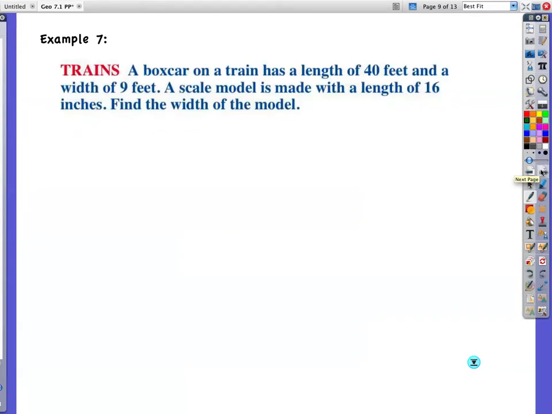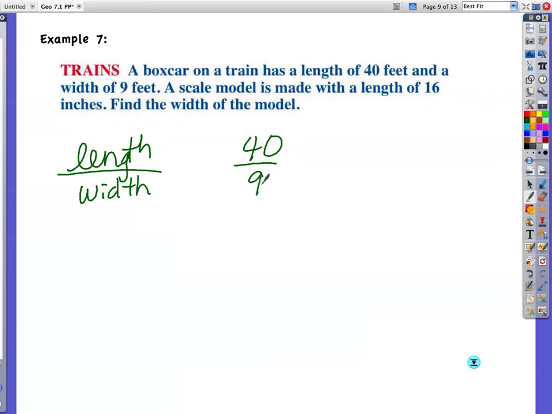Oh yeah, story problem. A boxcar on a train has a length of 40 feet and a width of 9 feet. A scale model is made with a length of 16 inches. Find the width of the model. Okay, so we have a length of 40 feet and a width of 9 feet. So this is all in feet. A scale model is made with a length of 16 inches. What's the width going to be?